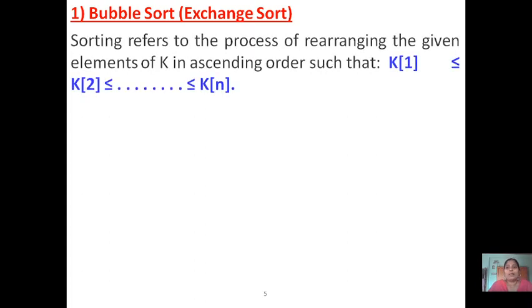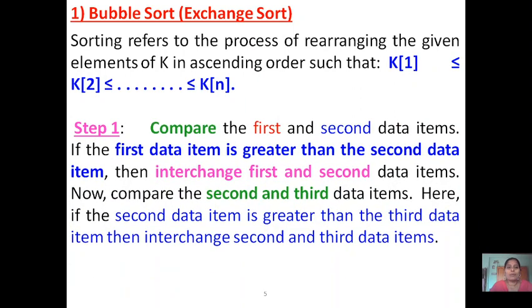Here there will be n number of elements and all the elements will be arranged in ascending order. That is what we are going to do. After bubble sort, all the elements which are in unordered form must be arranged in sorted order in ascending way. So here we compare the first element with the second data item. If the first data item is greater than the second, we simply exchange the first and second data elements. Similarly, again you compare the second and third data items. If the second item is greater than the third item, you exchange the second and third elements.